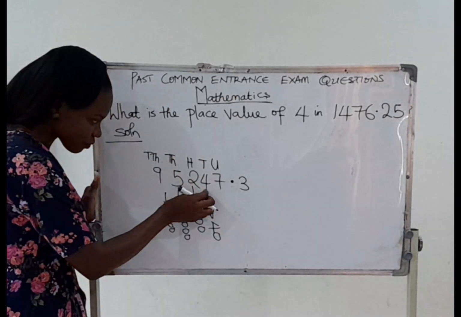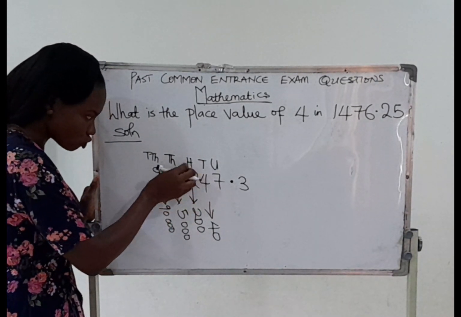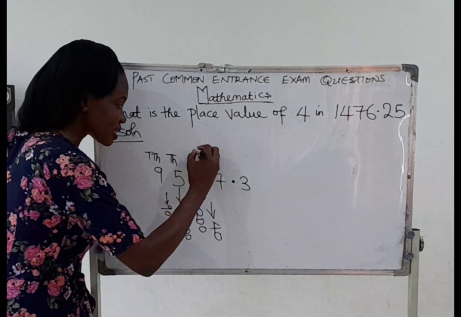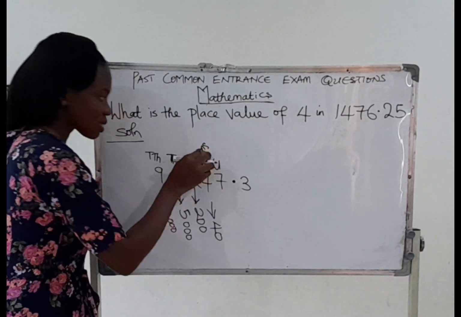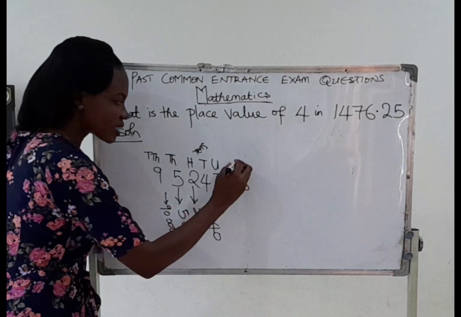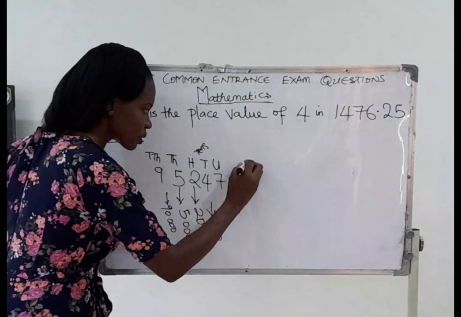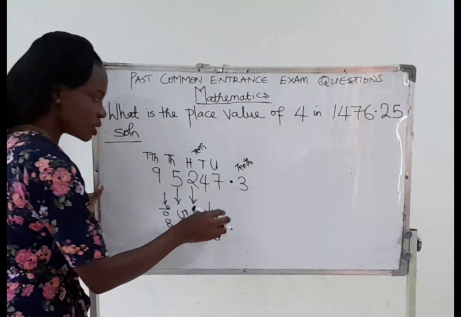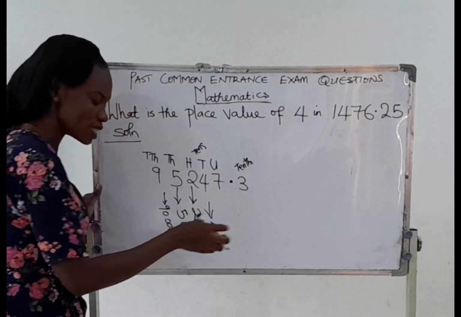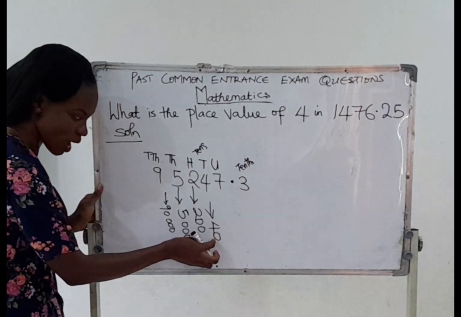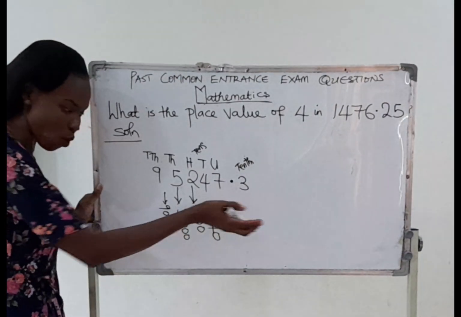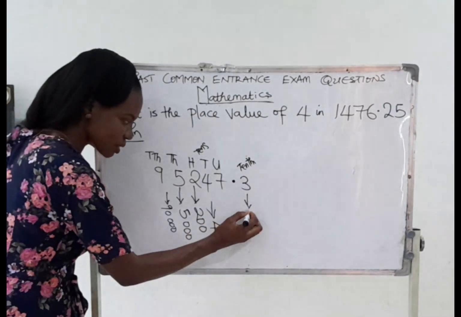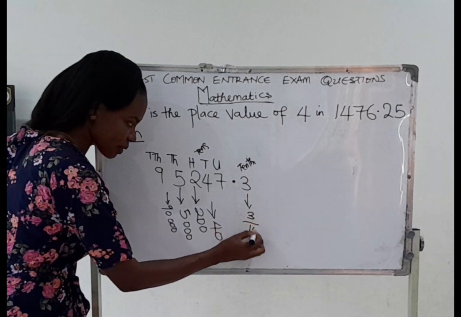Tenth, it will start from this side: tenth, hundredth, thousandth, but this time not tens. This side will now be tenth. It has TH. You can put S, but TH. What does it mean? It means at this point you are no longer adding the zero, but this time now is over. So this 3 here stands for 3 tenths, and 3 tenths means 3 over 10.